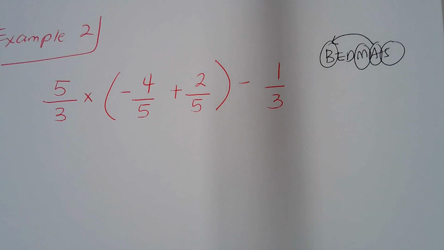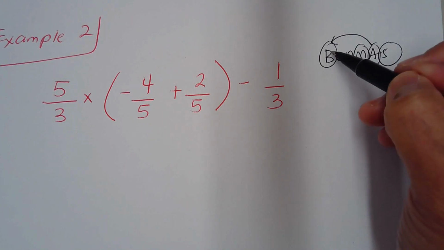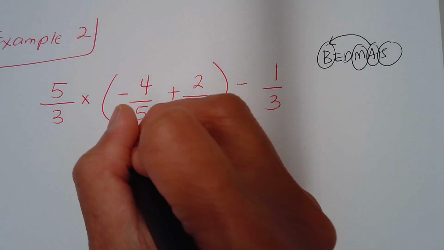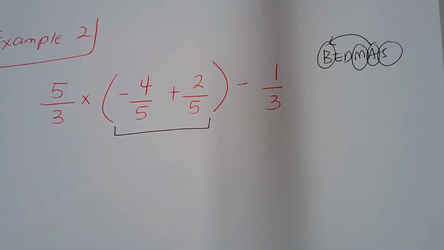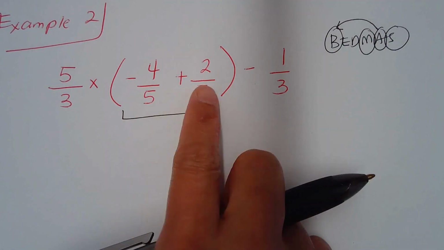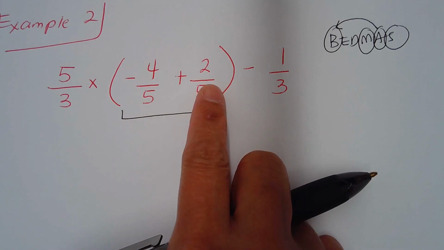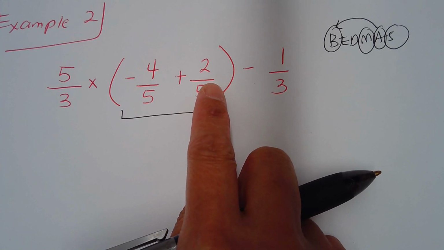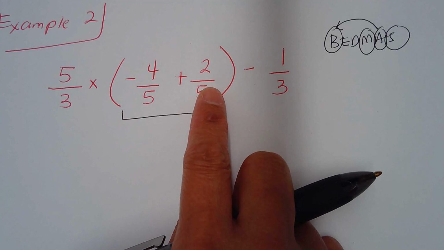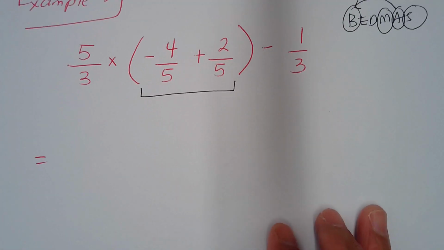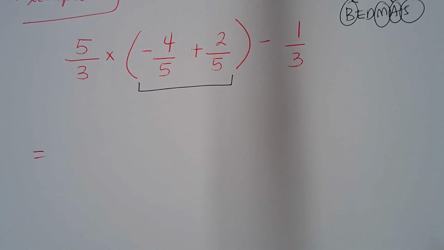Okay, so it says here we have to do the brackets first. Step 1, that. And it says here we're supposed to add. But before we add, we need to have the same denominator. And they are. That's a good thing, right? So what do we do with the other numbers? Just copy them down, right?